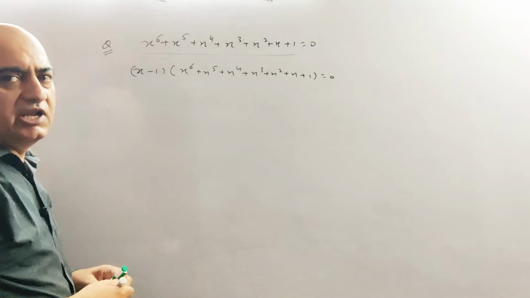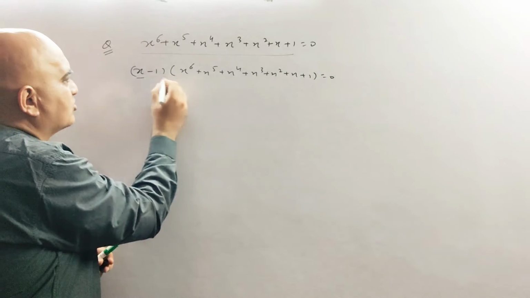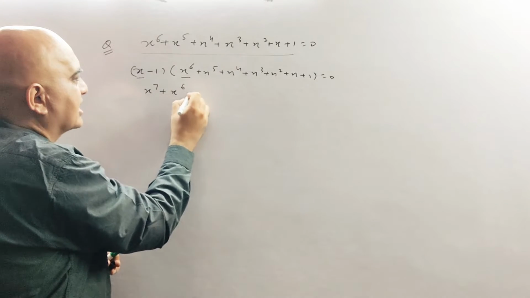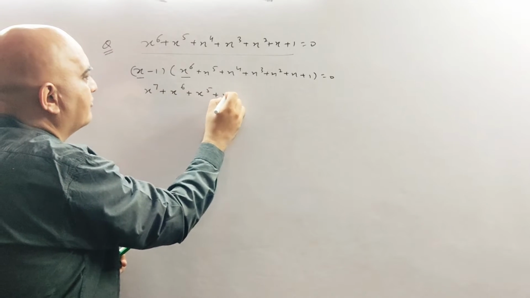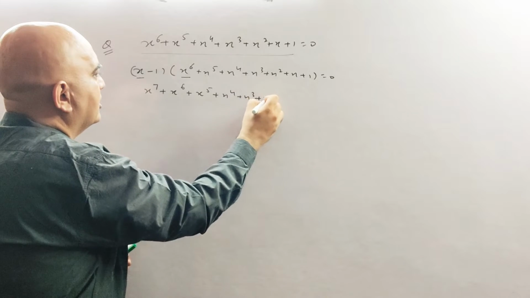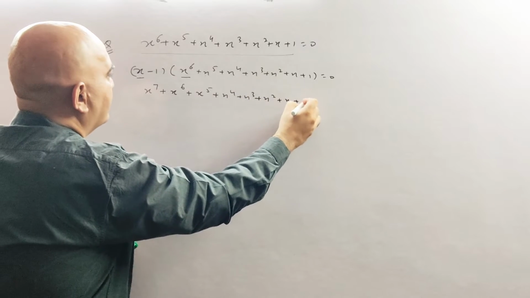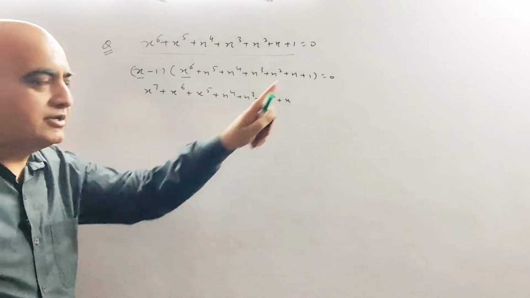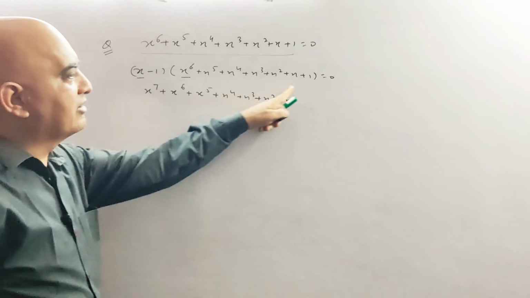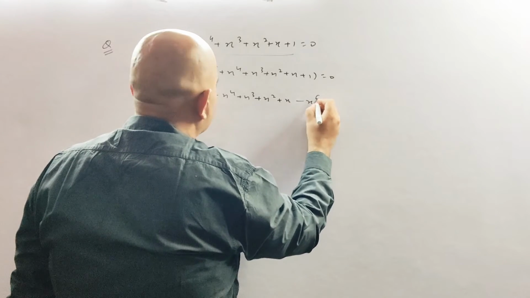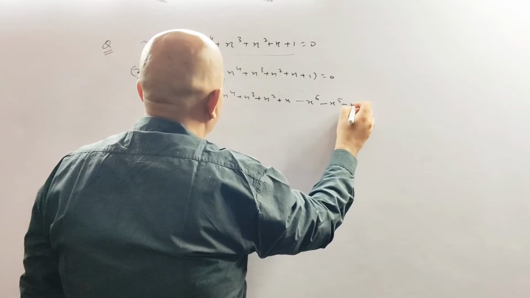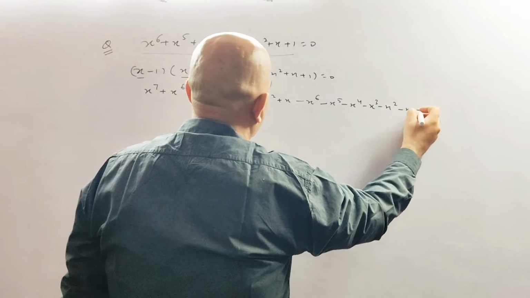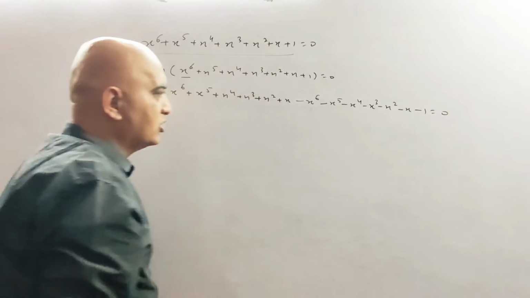When you solve it, multiplying x with this, we have x raised to the power 7. This multiplies with x to the power 6, 5, 4, 3, 2, 1 only, right? X multiplying with all, right? After that, minus 1 multiplying with all. You have to see x raised to the power 7, minus x to the power 5, minus x to the power 4, minus x cube, minus x square, minus x, minus 1 is equal to 0.